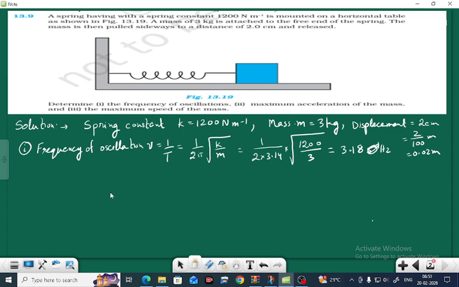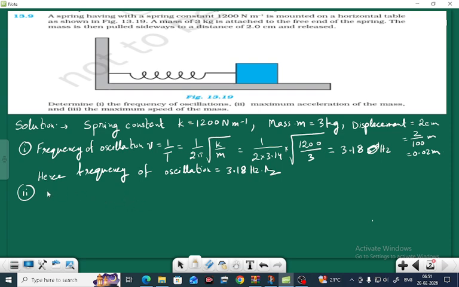So hence the frequency of oscillation is equal to 3.18 hertz. This is the answer of question number 1. Now question number 2. Question number 2 is maximum acceleration of the mass. You have to find the maximum acceleration of the mass.